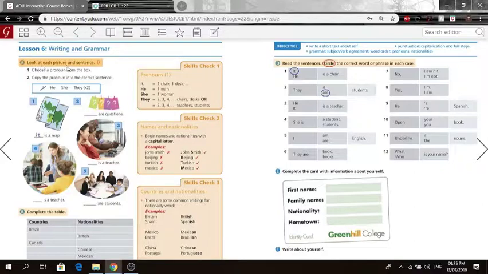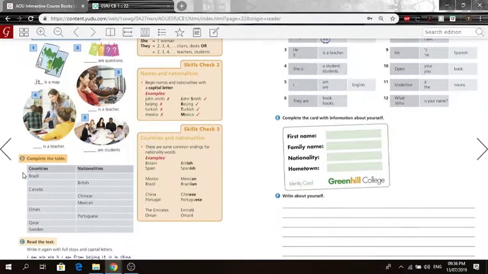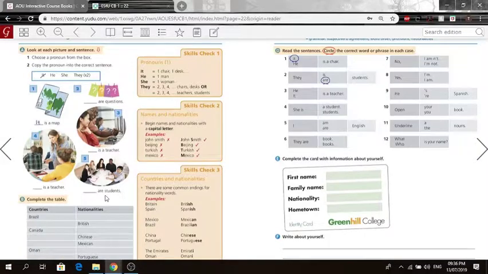the exercise A. So look at each picture and sentence. Choose a pronoun from the box. Copy the pronoun into the correct sentence. Okay? So we have it, he, she, they, and they again, right? So as you can clearly see, like I just showed you guys, it's all in the beginning of the sentence, right? That is why they got he, it, she, they only as pronouns right now. So it is a map. They are questions, plural. She's a teacher, because she's a woman. He is a teacher, okay, male. They, because it's a group of people, they are students, okay?